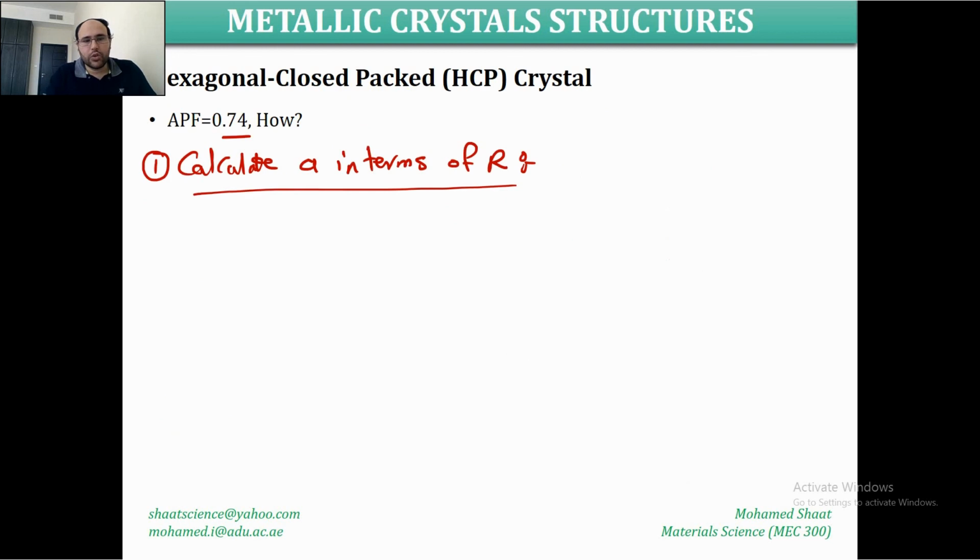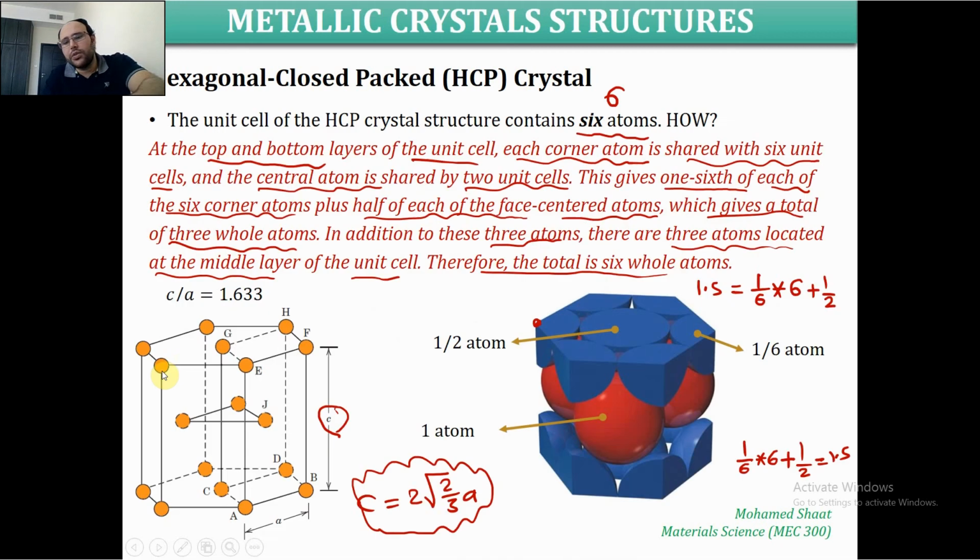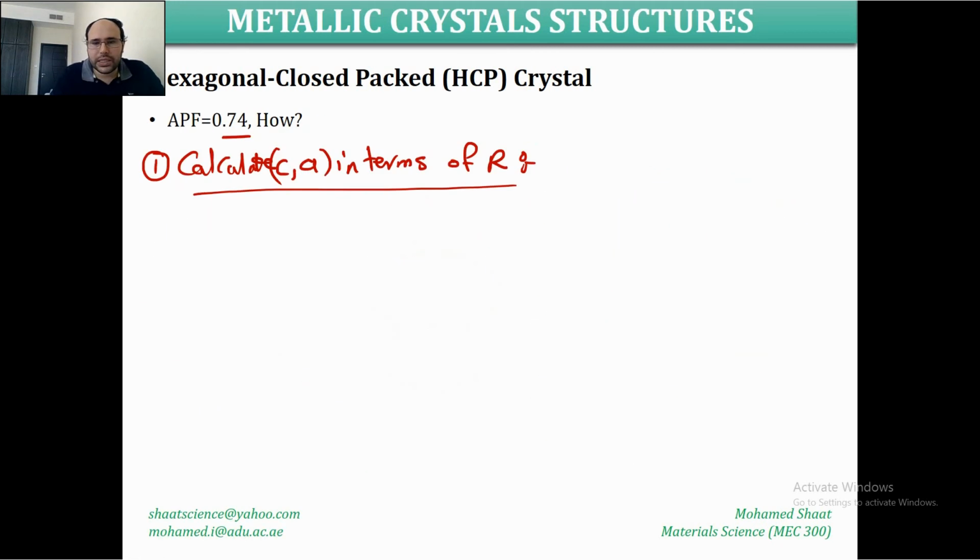So the objective here, to calculate the atomic packing factor, is that we should calculate C and A in terms of R. So these are two geometrical parameters that should be calculated in terms of R. What is R again? It is the radius of the atom itself. And you should keep in mind, remember and memorize this relation, that C equals 2 square root of 2 over 3 times A. This is how C is going to be related to the side edge of the unit cell. Make sense?